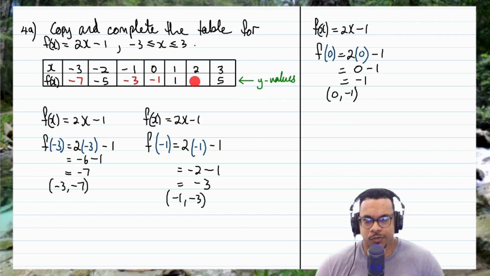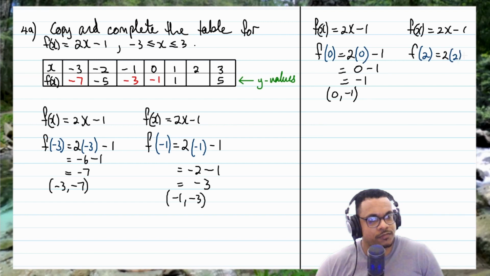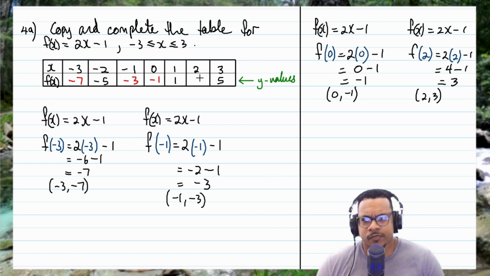And my last value to work out will be here when x is equal to 2. So I'll be replacing the x with positive 2. So I'll have f of positive 2 is equal to 2 times positive 2 take away 1. So 2 times 2 will give you 4, so you'll have 4 take away 1, which is equal to 3. So that will mean that 2 is mapped to 3. And under 2, I'll have 3 here on my table. So I've completed the table.